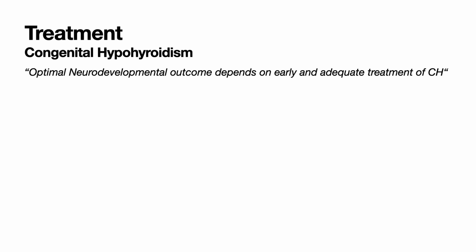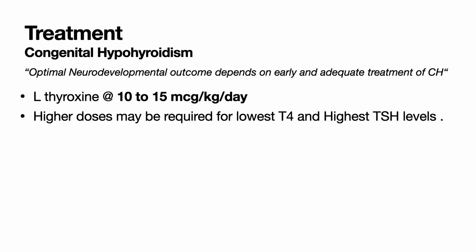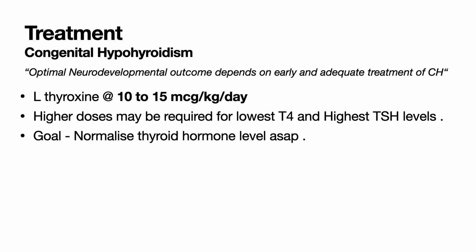Now let's see the treatment. The treatment of congenital hypothyroidism. One must note the optimal neurodevelopment outcome depends on early and adequate treatment of congenital hypothyroidism. The levothyroxine is started at a dose of 10 to 15 microgram per kg per day, and higher doses may be required for lowest T4 and highest TSH levels. Goal is to normalize the thyroid hormone level as soon as possible.